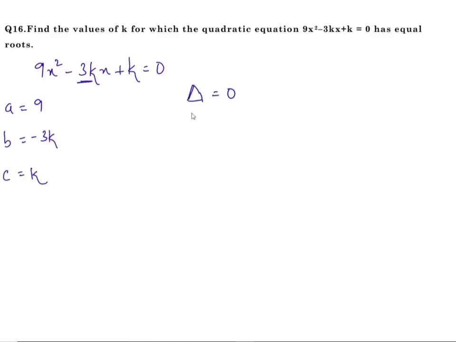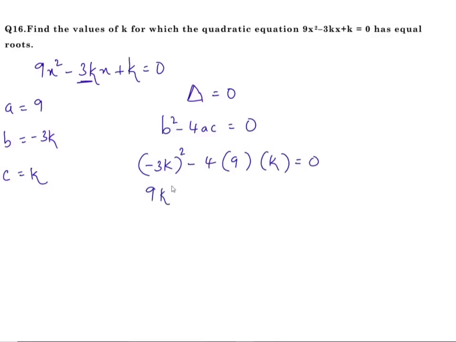Now delta given what? Roots are equal, that means delta equals 0. When the roots are equal, delta equals 0, that is b square minus 4ac equals 0. What is b value? Minus 3k whole square minus 4 into a is 9, c is k equals 0. Minus 3k square, 3 square is 9, k into k is k square, minus 4 nines are 36, k equals 0. What is common here? The common is 9k. If I take 9k out, what you get? 9k minus 4 equals 0.